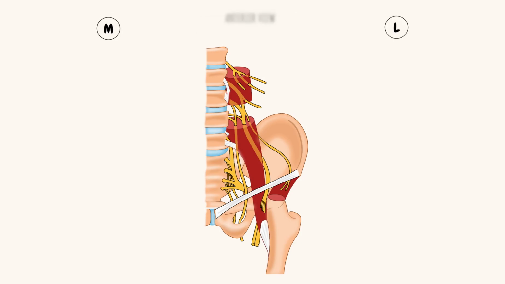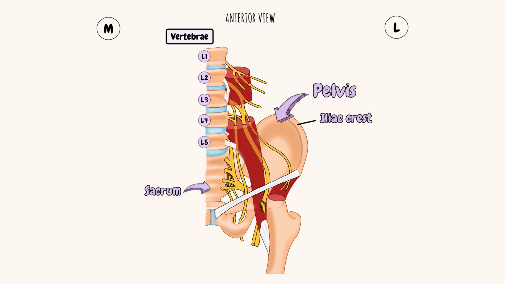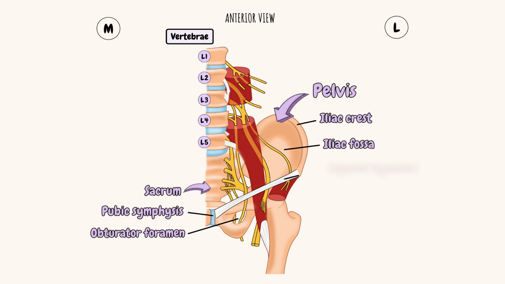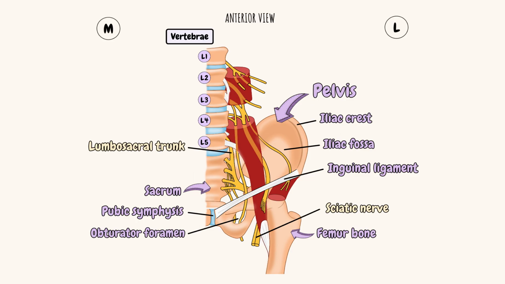Now let's label some bones and helpful landmarks. Vertebrae L1, L2, L3, L4, and L5. This is the sacrum, the pelvis, the iliac crest, the iliac fossa, the obturator foramen, the pubic symphysis, and the inguinal ligament here. And let's not forget the femur bone. Next, we'll label some nerves that we'll cover in the next lesson. Here's the lumbosacral trunk, the sciatic nerve, and the sacral plexus.